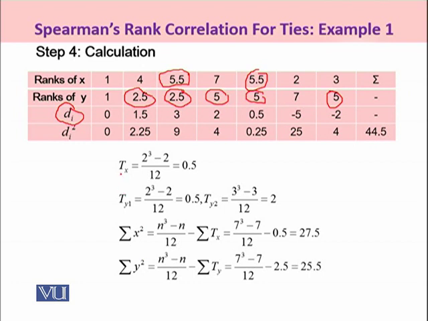Now we will make use of all these calculations and calculate these formulae. The first thing we need to calculate is Tx. Students, in x we had only two observations tied. According to the formula, T stands for the number of times they are repeating. So 2 cube minus 2 divided by 12, that will be 0.5. Ty1 is calculated for the first two observations which were tied, appearing twice, so 2 cube minus 2 by 12. Then the next three observations were appearing 3 times, so 3 cube minus 3 by 12, that gives us 2. Now summation x square is calculated using this formula, and that gives us 27.5. Plugging all the information into the summation y square formula, we have got 25.5.